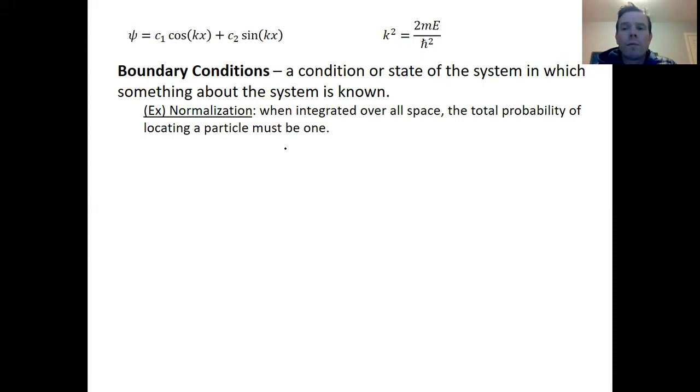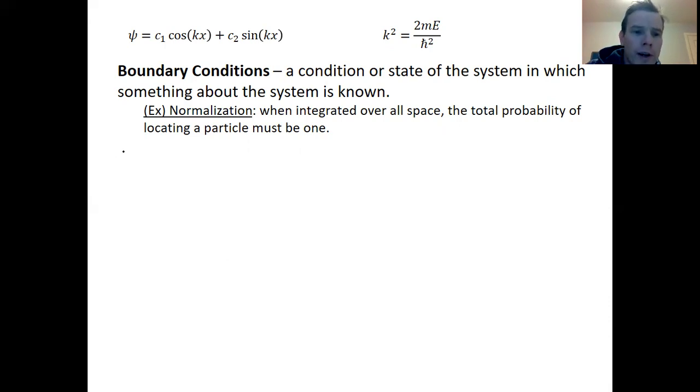You've already seen this in one place, at least. One example of that would be normalization. I know that if I have a wave function with a normalization constant, when I integrate it over all space, the total probability has to be equal to 1. That's an example of a boundary condition.